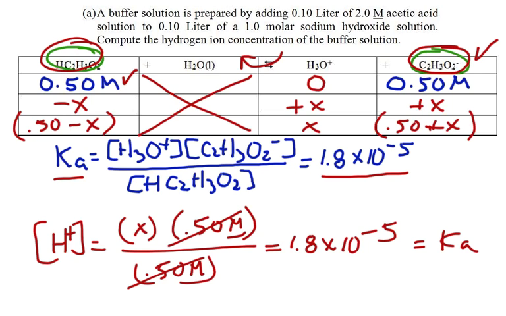Now, just for our own information, the pH of this solution would be the negative log of 1.8 times 10 to the minus 5, which is 4.74. Now, the problem doesn't ask for that, but if we were doing a titration curve, we would need that.